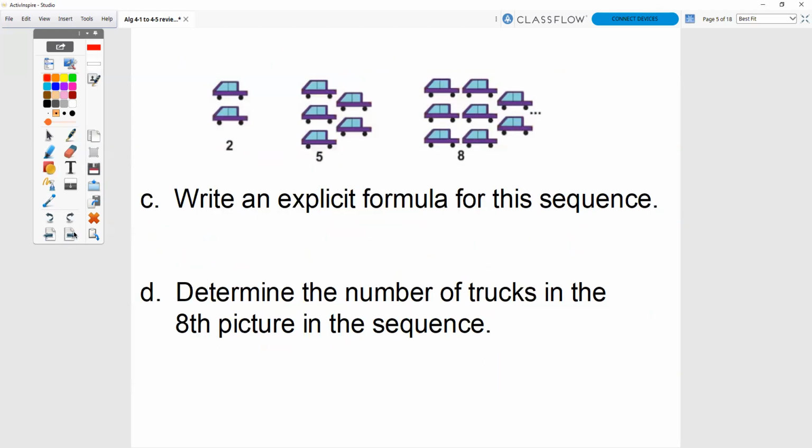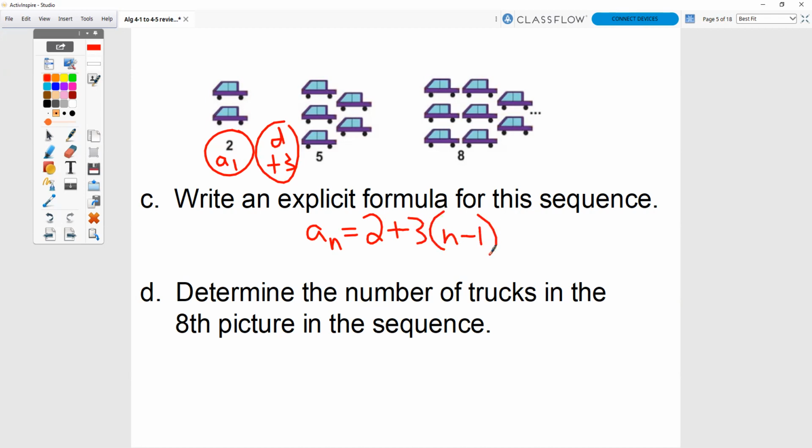Using that same pattern with the trucks, it says, write an explicit formula for this sequence. The explicit formula, a sub n, the term that we want, equals the first term, a sub 1, which is 2, plus your common difference, which was 3, times n minus 1. That's your explicit formula.